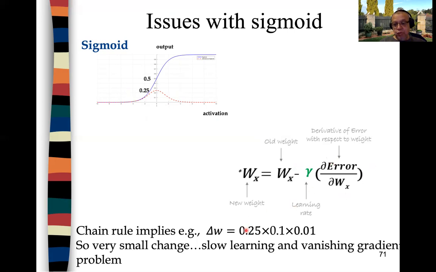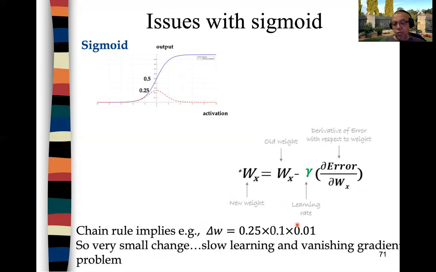So the delta W, for example, would be, if this is the value of the activation function, the maximum that we're going to get is 0.25. And then this delta W is going to be very small. So with the sigmoid function, we're going to end up with a very slow learning.